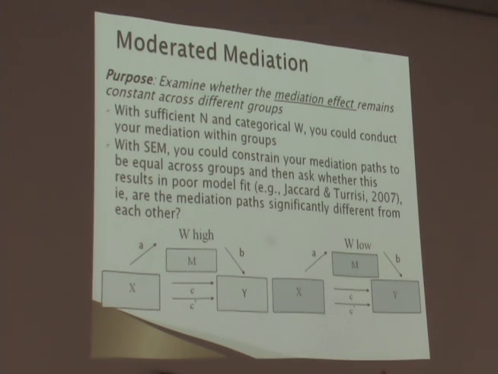So you would conduct the mediation between two groups, say male and female, and then you would constrain the paths to be equal, and you would be essentially looking for poor model fit. So what you're asking is, are the mediation paths significantly different from each other? Okay? So just conceptually, that's how these things work. And then here's just a figure of mediation at high and low. So thinking about it in terms of mediation within groups is a good way to conceptualize that.